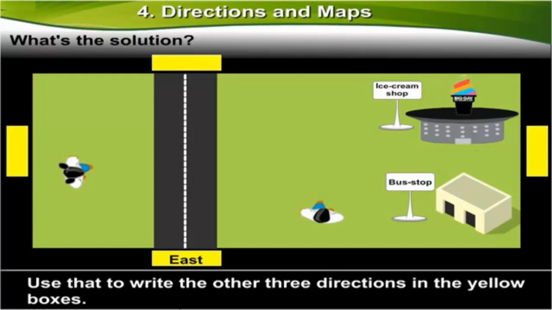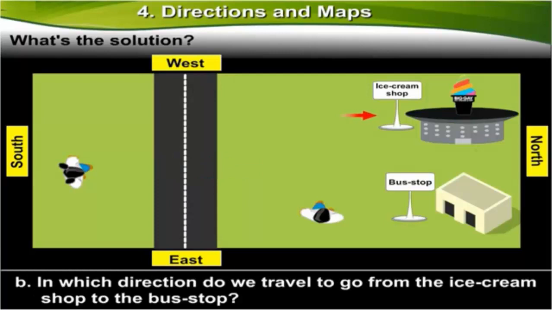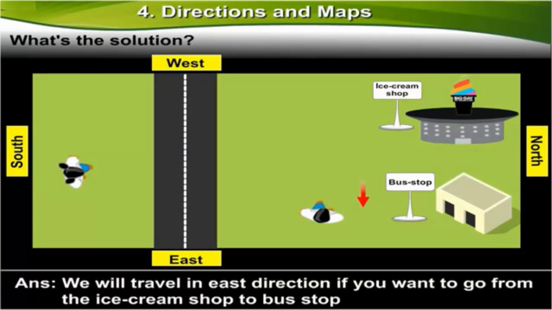Now, on the opposite of the east, we have west. On the right hand side, we will have north, while on the left hand side of the east is the south. B. Which direction do we travel to go from the ice cream shop to the bus stop? Answer. We will travel in each direction if you want to go from the ice cream shop to the bus stop.